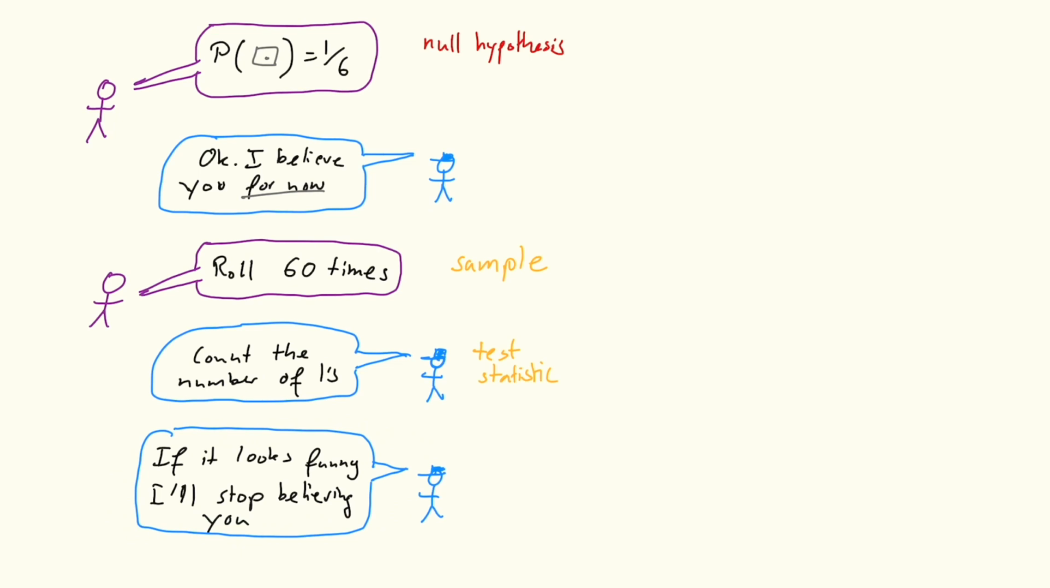Finally, we have a decision rule. This decision rule tells us for what values of the test statistic we stop believing the null hypothesis. But instead of saying that we stopped to believe the null hypothesis, we say that we reject it. We haven't really defined what the decision rule looks like exactly. What is it that makes a test statistic look funny? To derive a decision rule, this part here is important.